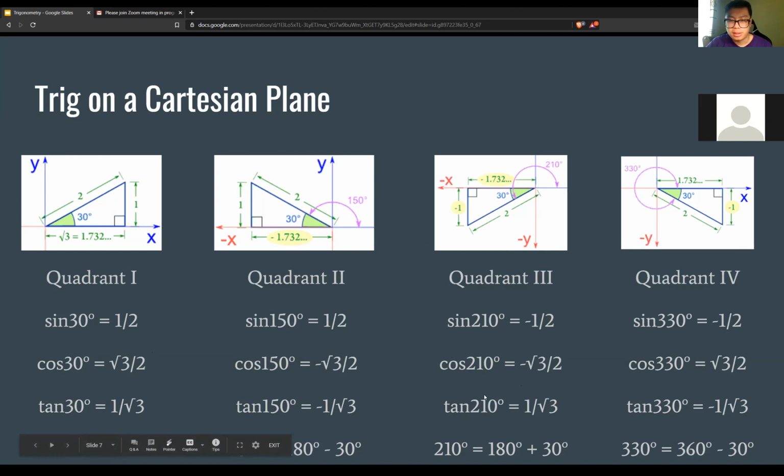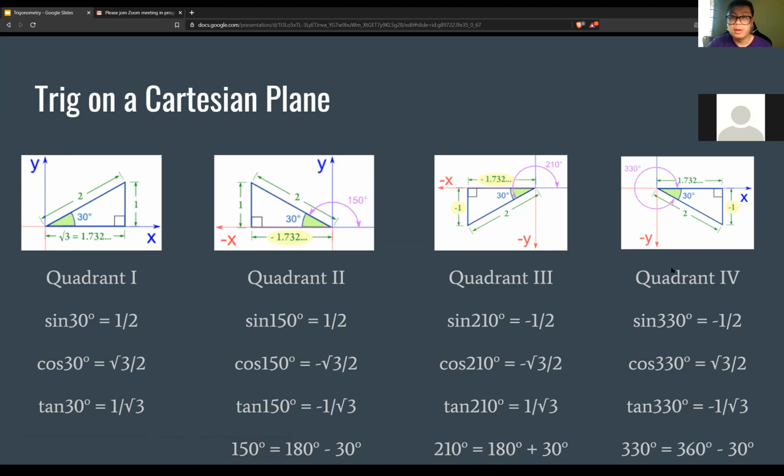Okay, and then tangent of 210 degrees, so you're dividing y by x. Since they're both negative, you get a positive ratio. So you end up with positive 1 over square root 3. Right. And to get 210 degrees from 30 degrees, you just add 180 degrees, like a straight line to get from 30 to 210.